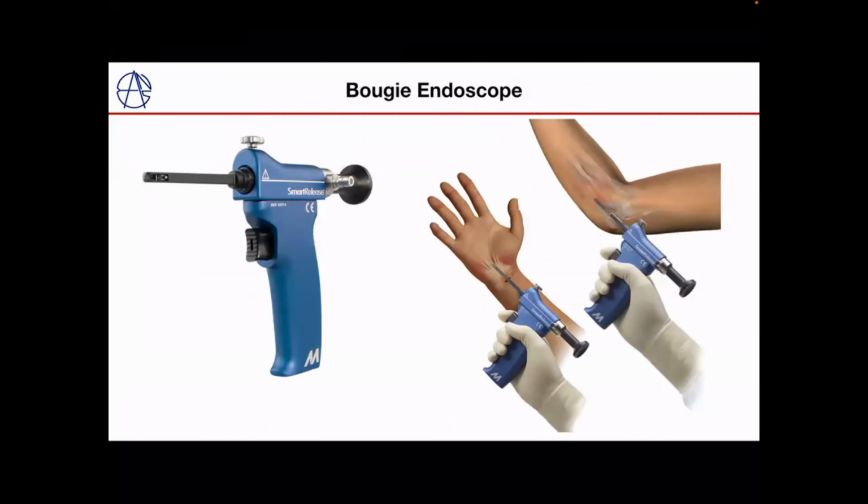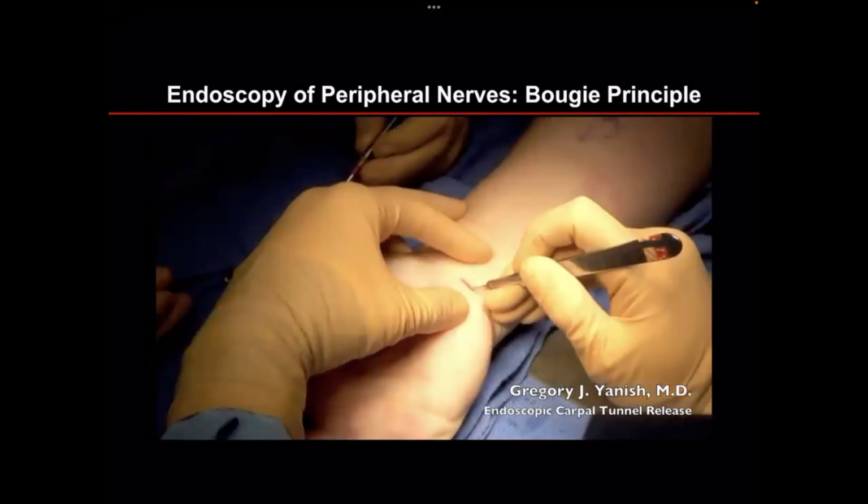So this is the bougie endoscope, which is like a pistol where you enter the nerve canal with the pistol and cut whatever is lying on top of it. So the nerve itself is not visualized. This is an example video of the bougie endoscope technique.